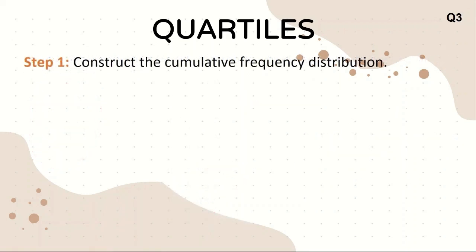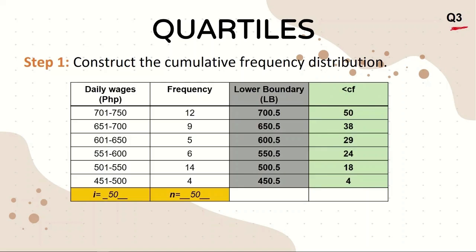Find the quartile 3. Same with the steps, we will be using the steps in finding the grouped data for the quartiles, deciles, and percentiles. So step 1, construct the cumulative frequency distribution table. Since we already constructed the cumulative frequency distribution table, we will be using this table.